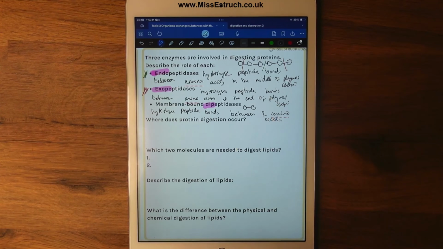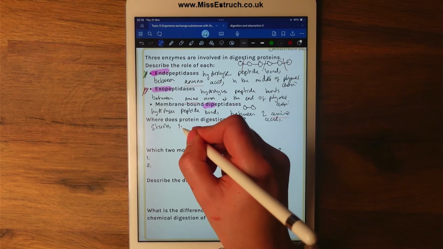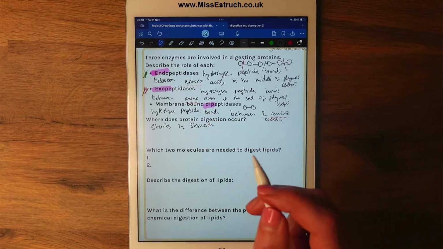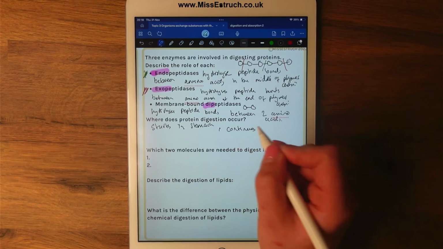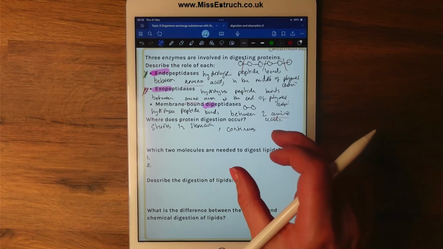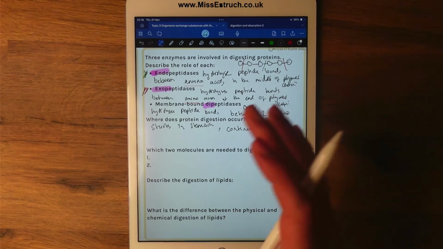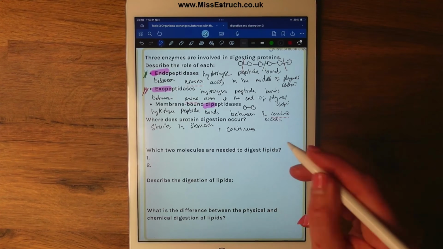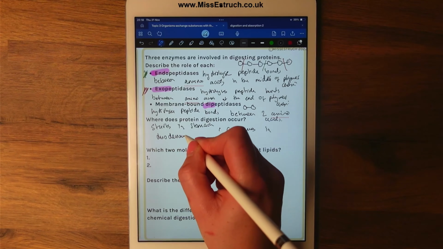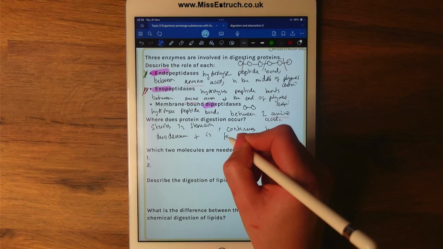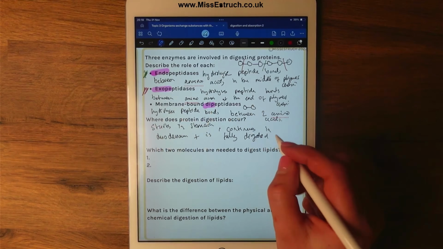So where does digestion occur? I saw lots of these answers coming in. So it starts in the stomach, and then actually continues. This doesn't all happen in the stomach, so it continues in the small intestines, but you need to be specific at A level and say which part. So in the duodenum to start with, that's the top end of the small intestines, and then down into the rest of the small intestines, which is the ileum. So continues in duodenum and is fully digested in the ileum, because that's where you have those membrane-bound dipeptidases.